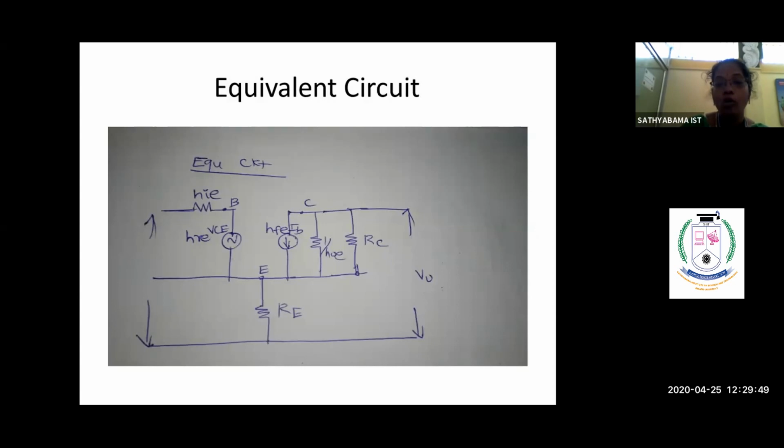And similarly, the output voltage can be measured across a resistor RC, so that V0 is equal to the current IC into RC parallel with 1 by hoe, plus IE-RE. So here also apply the same condition. So Z0 is equal to V0 by I0. So all the current value can be totally removed.